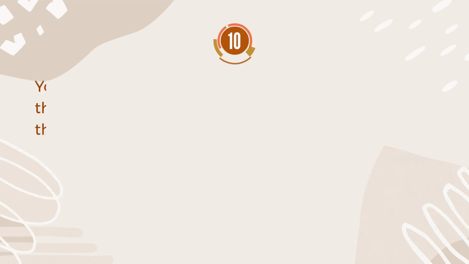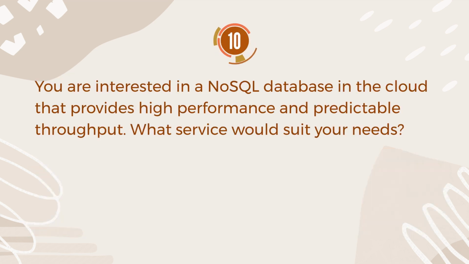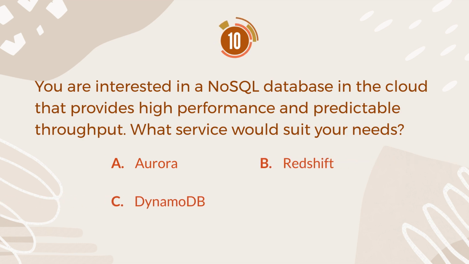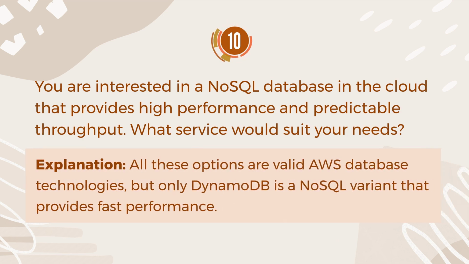Number 10. You are interested in a NoSQL database in the cloud that provides high performance and predictable throughput. What service would suit your needs? A. Aurora. B. Redshift. C. DynamoDB. D. Relational Database Service. The correct answer is C. DynamoDB. Explanation. All these options are valid AWS database technologies, but only DynamoDB is a NoSQL variant that provides fast performance.